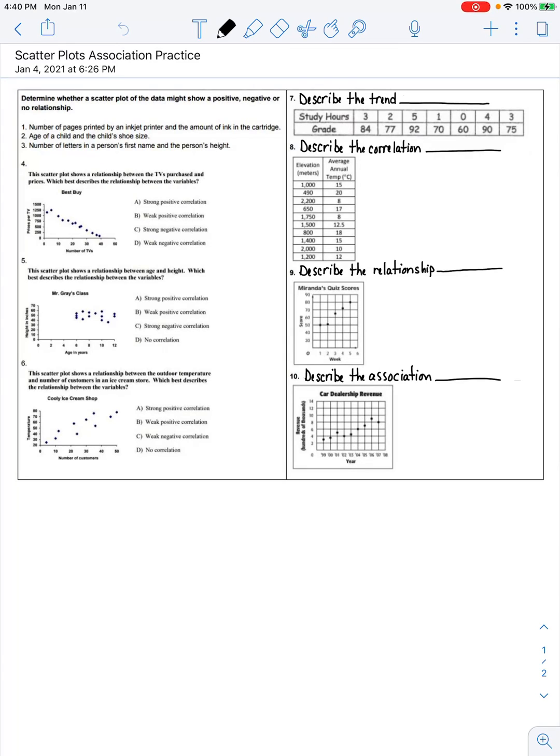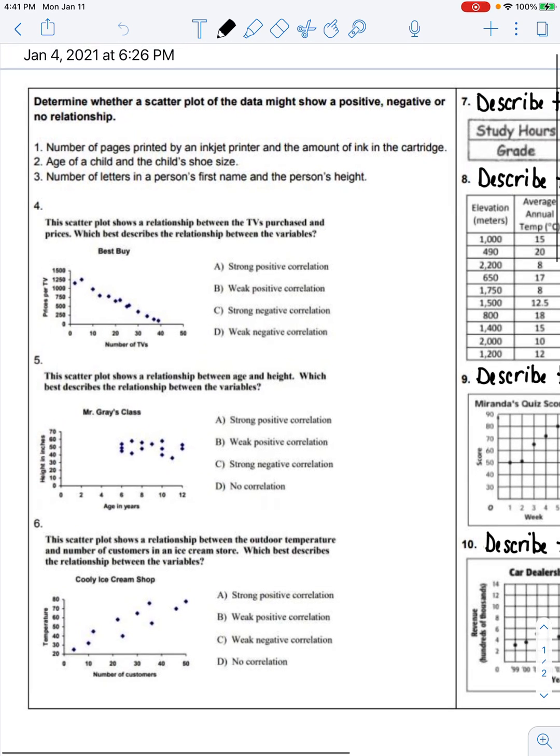Hey guys, today we're going to check your scatterplot association practice. So remember to put your checks, your X's, and if you had to mark something wrong, please make sure you write the correct answer. All right, so let's get started.